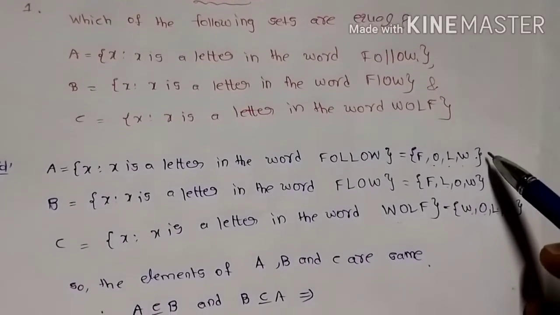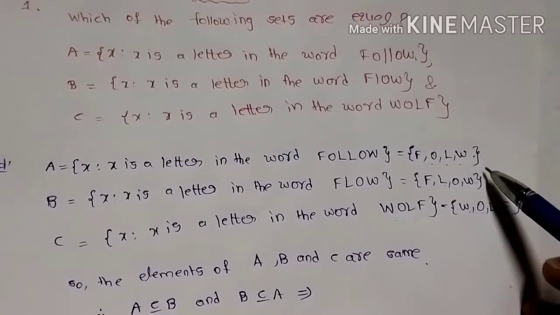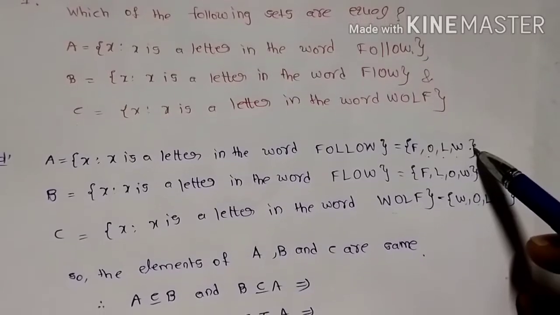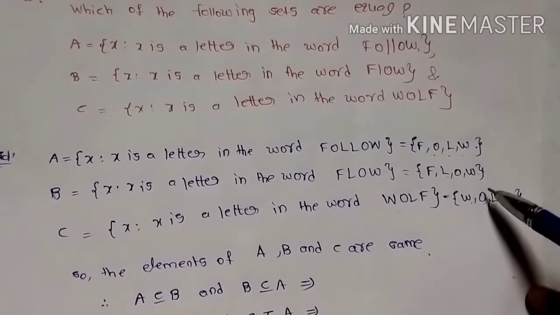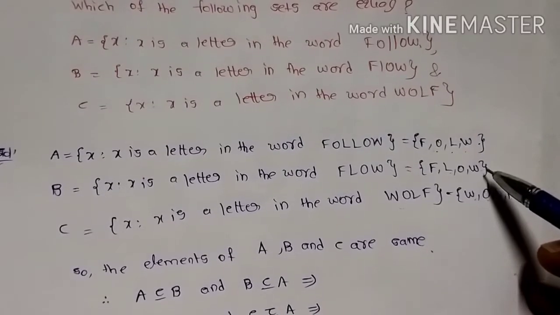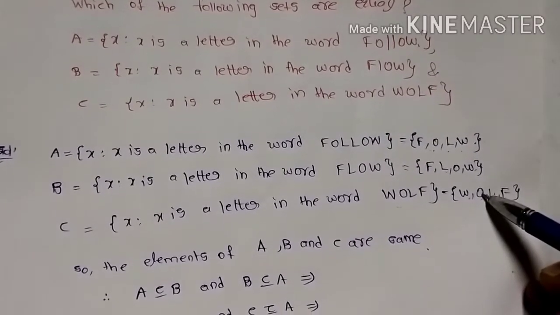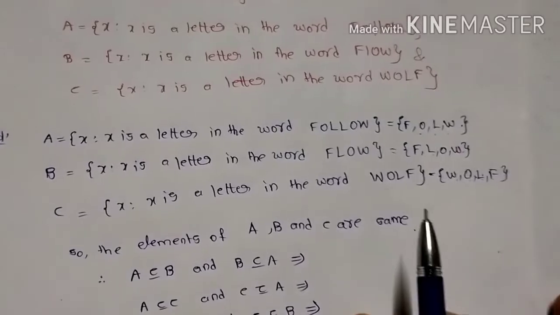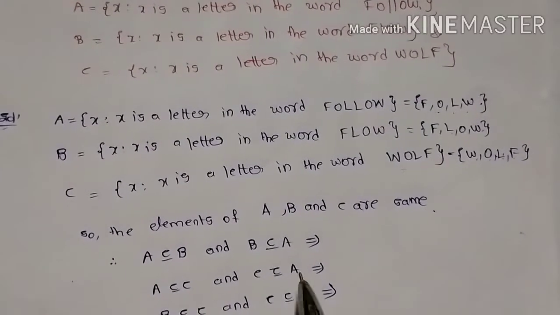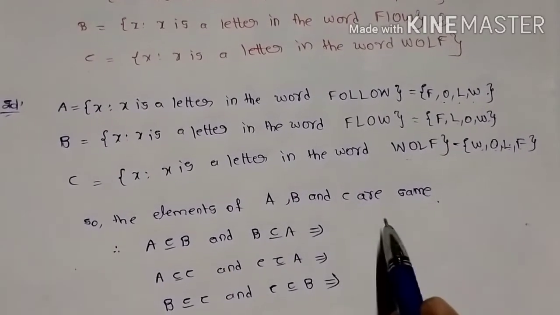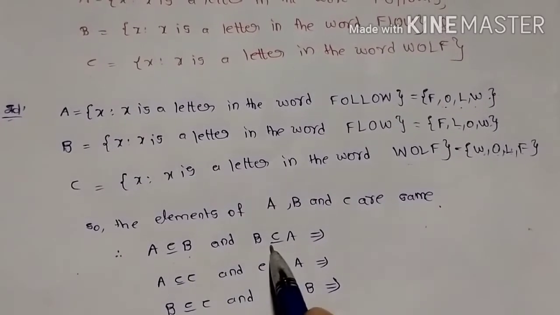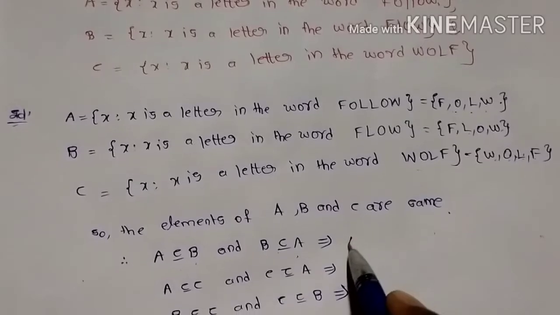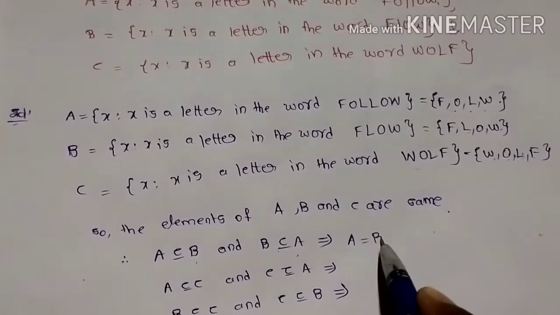That means the elements of A are a subset of B or not? Yes. The elements of A are a subset of C or not? Yes. In the similar way, the elements of B are a subset of C or not? Yes. So I am writing here, you can see clearly, the elements of A, B and C are the same. I have written A is a subset of or equal to B and B is a subset of or equal to A. That means you can write A is equal to B.